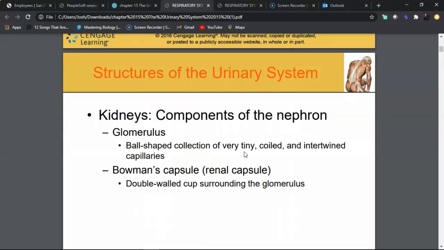farther along in the process. Then we have an area that surrounds the glomerulus called Bowman's capsule. Sometimes you'll see it referred to as the renal capsule. It has a double-walled membrane, and it's kind of cup-like. It surrounds the glomerulus like a C-shaped cup, and that is the start of the tubular system that leads to the removal and addition of certain components. So the filtration process is made up of these two components, the glomerulus and Bowman's capsule.